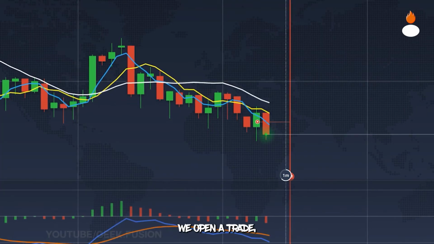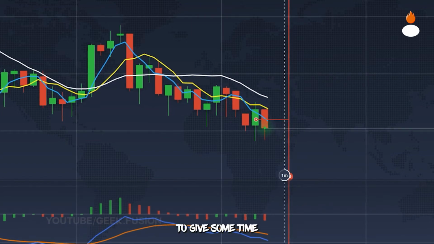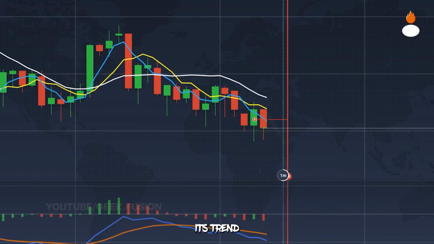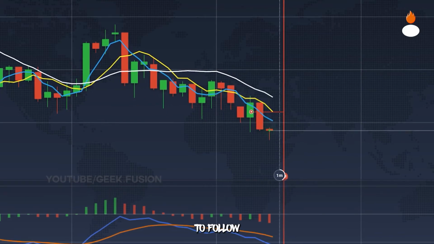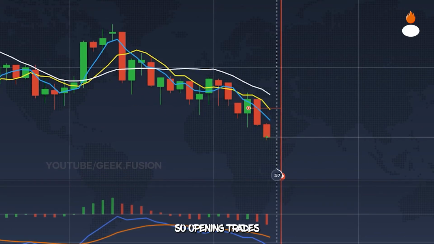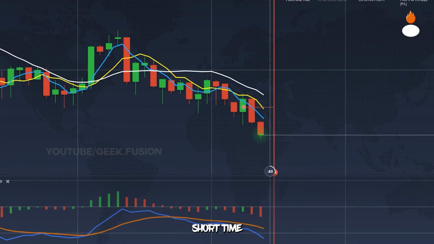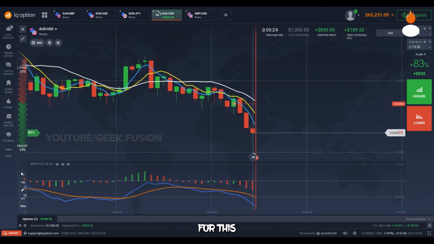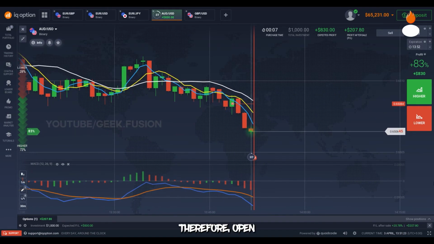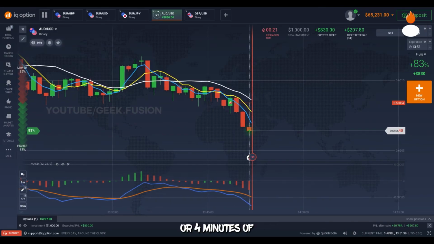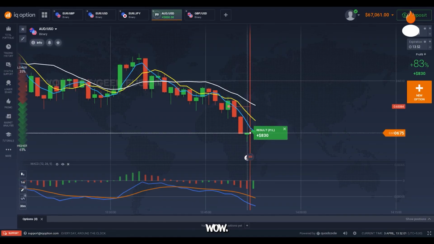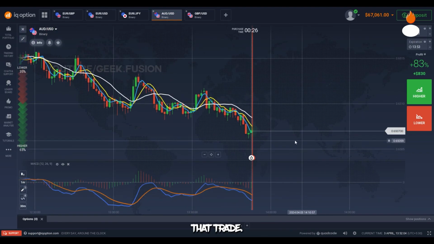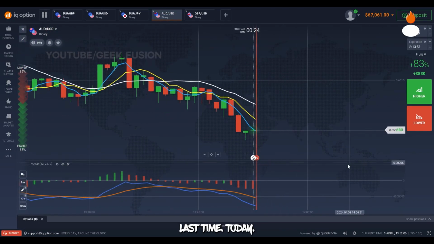Also, remember when we open a trade, we need to give some time to the market to move in its trend. Because the market is always fluctuating, it's important to follow the current trend. So, opening trades with very short time periods can be very dangerous for this strategy. Therefore, open a trade with at least 3 or 4 minutes of expiration time. Wow, great. We won that trade. Let's try to open a trade for one last time today.